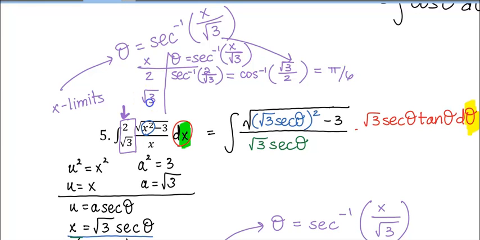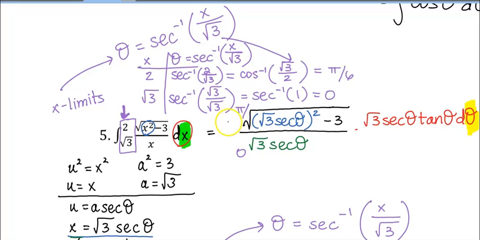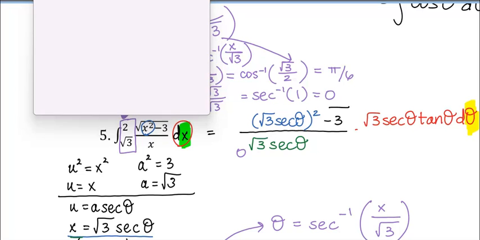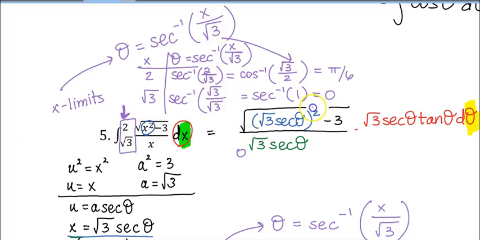The lower limit of the original integral was root 3. So plugging that in, I have secant inverse of root 3 over root 3, which is just secant inverse of 1. And secant inverse of 1 is equal to 0. So our limits on our new integral are from 0. I'm going to erase this so I have some space. But the limits on the new integral run from 0 to pi over 6.